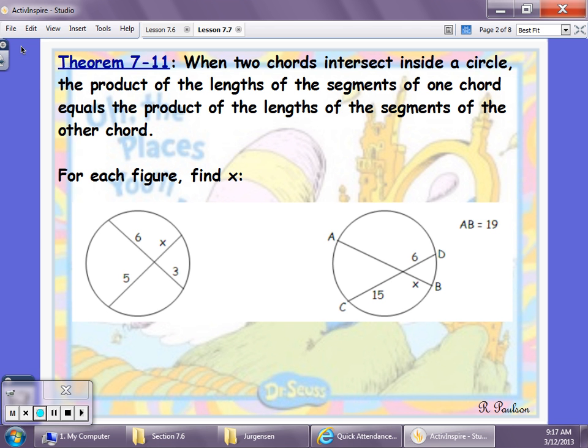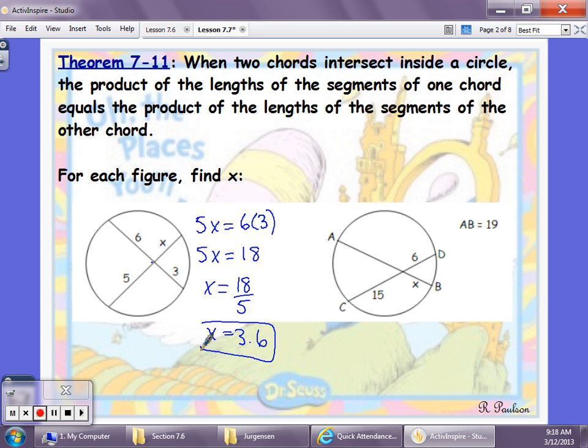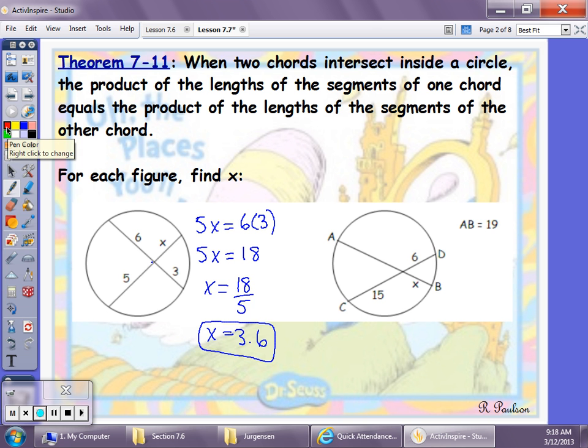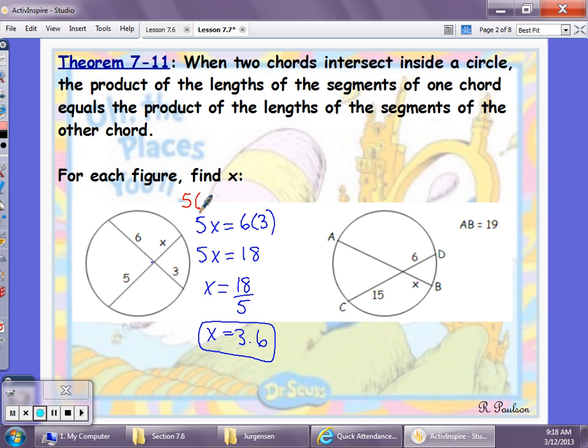In figure 1, if we take 5 times x and set that equal to 6 times 3, we will be able to find this little segment here. So 5x equals 18. So x is going to equal 18 fifths, or x equals 3.6. If you want to check if you're correct, you can substitute 3.6 back in for x. 5 times 3.6 does equal 6 times 3.